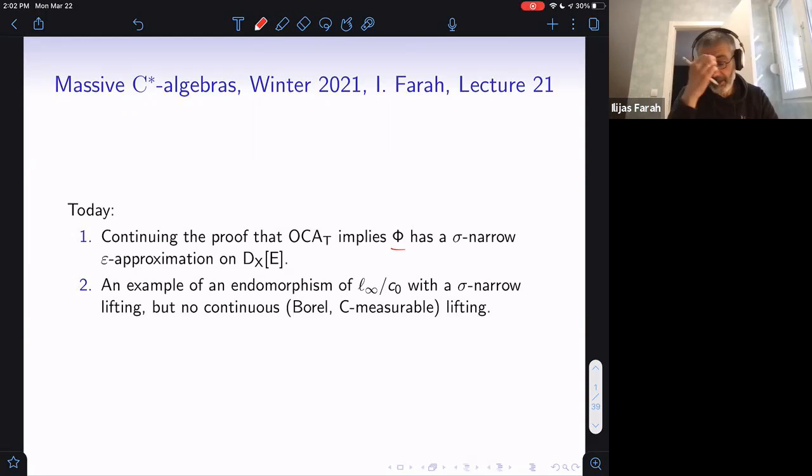And also something that I owe you from the last time. I promised to give you an example of an endomorphism of L infinity mod C0 with a sigma narrow lifting but no continuous lifting. Well, it turns out actually I cannot do that. What I can do is, instead of a C star algebra, do this analogous thing for a Boolean algebra. So look at the power set of natural numbers modulo Fin, the Fréchet ideal. There is such an example, but let's talk about it after.